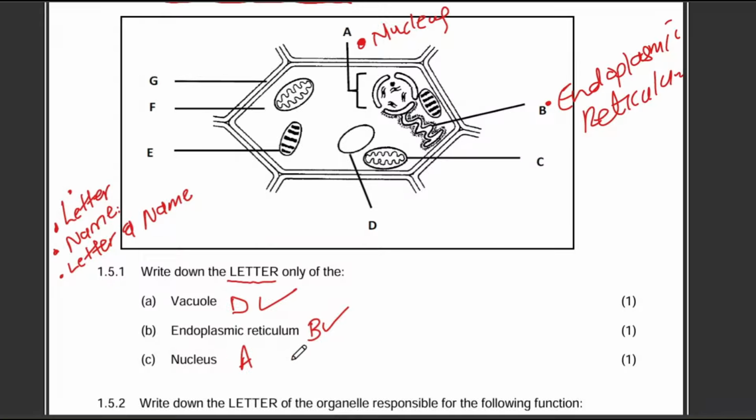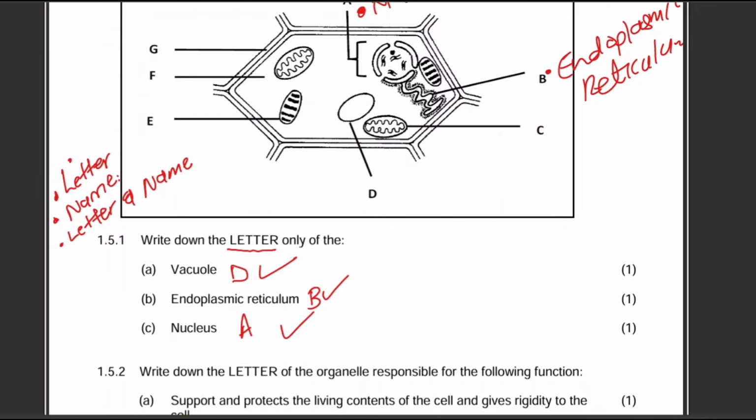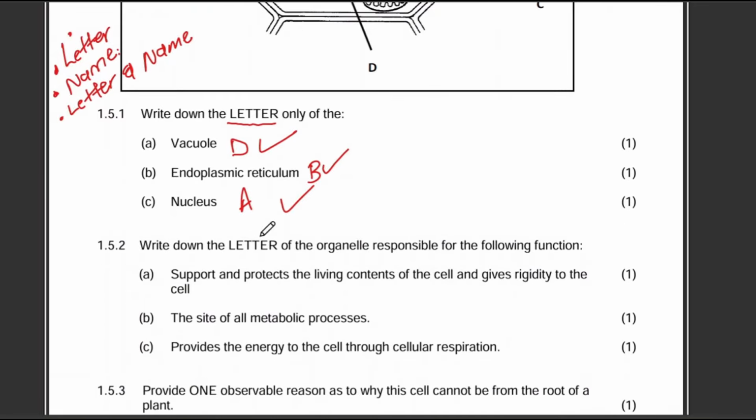Okay, so we're done with the first question. Second question, write down the letter. They want the letter again. They want the letter of the organelle responsible for the following functions. A, supports and protects the living contents of the cell and gives rigidity to the cell.